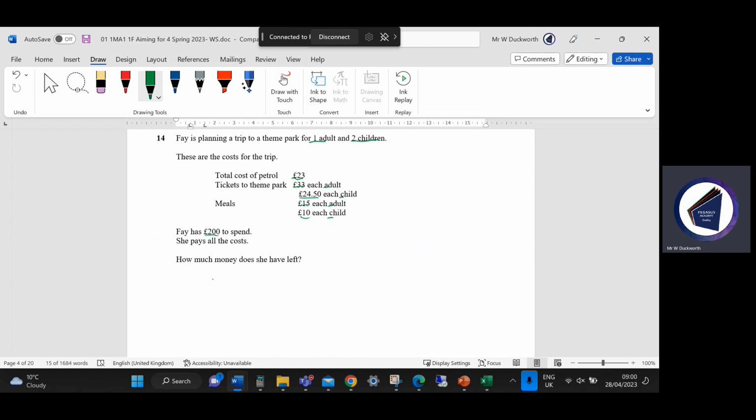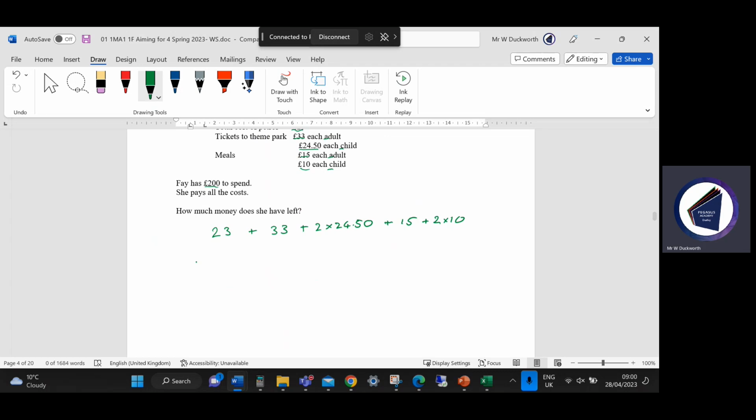So we need to do an individual cost of 23. We need the price of 1 adult, which would be 33. We need the price of 2 children at £24.50. We also need the price of 1 adult ticket and 1 child's ticket. Right. So I'm going to add these up in pairs to start with. So we'll do it like this. So 23 plus 33 plus 15. I'm going to put that there for now.